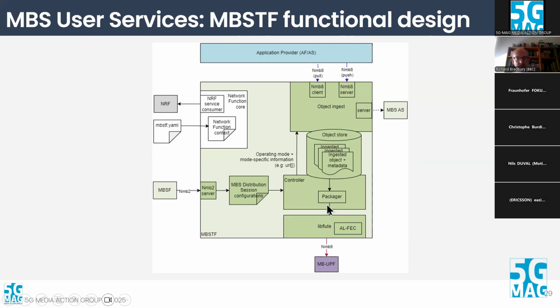Actually, what that does is it uses libflute. This is one of the other reference tools that was contributed for LTE-based 5G broadcast, the MBMS system. Optionally, it has some ALFEC in there. Once it's generated the FLUTE ALC packets, it sends them down to the MB user plane function at NMB9. And again, this is all configured using this NMB2 reference point.